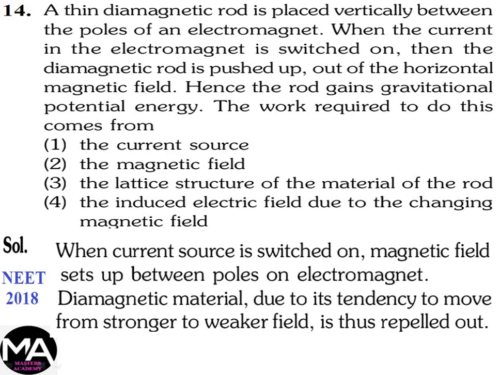So now, when current source is switched on, magnetic field sets up between poles of electromagnet. Since it is a diamagnetic material, due to its tendency to move from stronger to weaker field, it is thus repelled out. Therefore, the work required is coming from the current source. So, option is first.